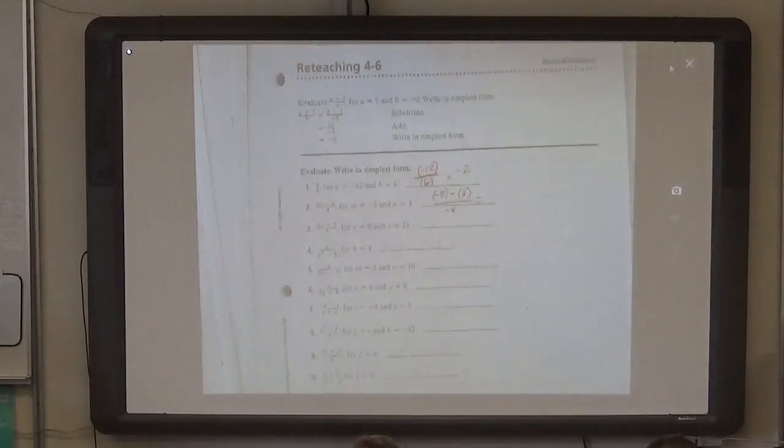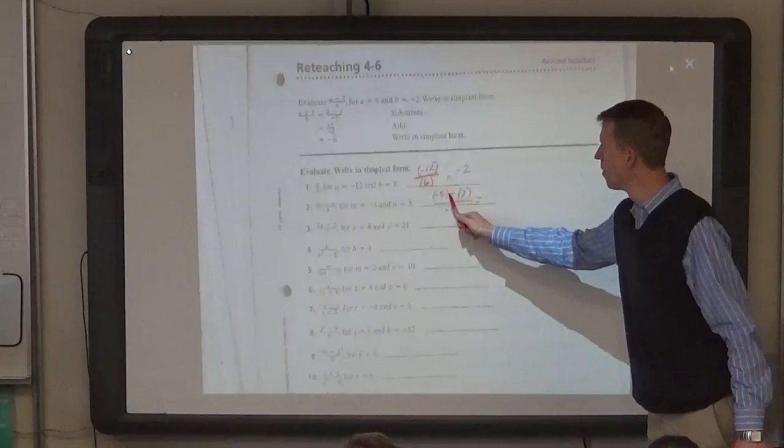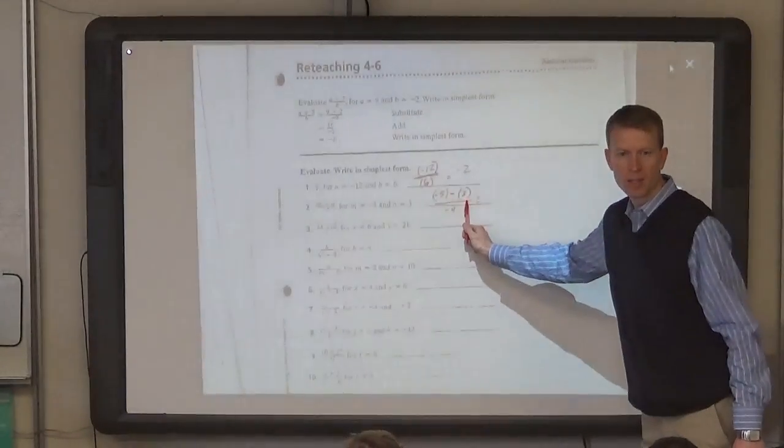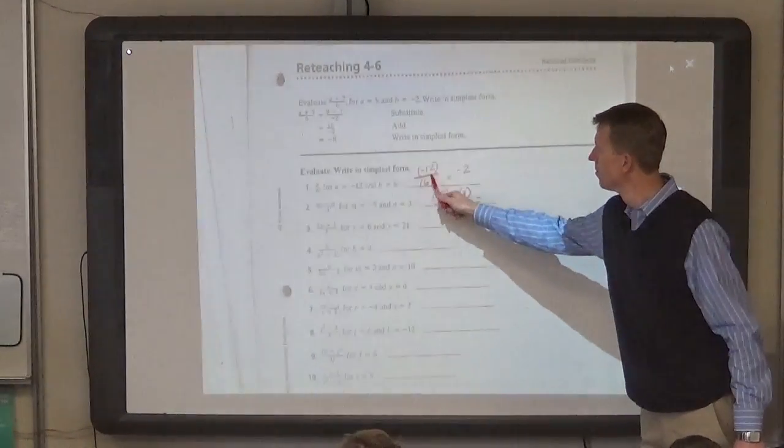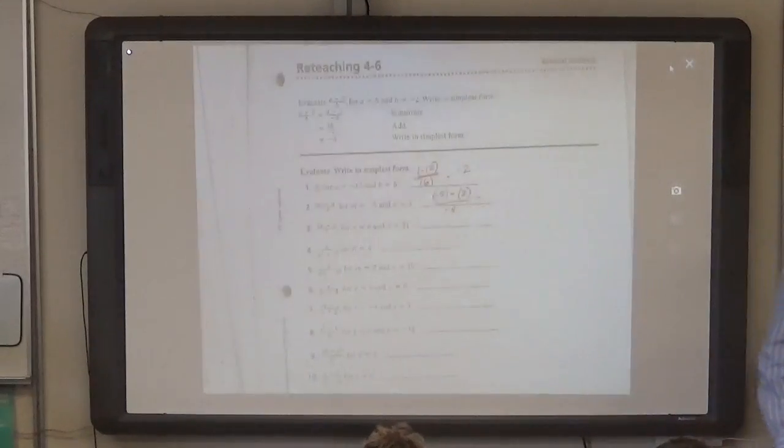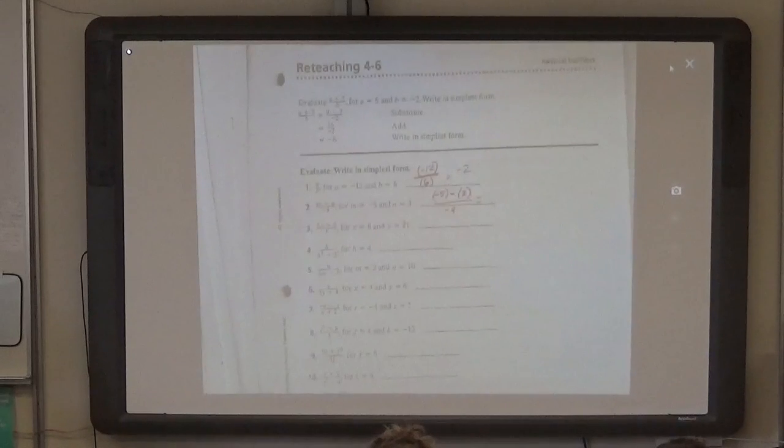Why do we have to put parentheses? Because you have to know what numbers you're putting in. They really don't always matter. There are certain ones that it doesn't affect, but there are a lot of them where the parentheses do affect.